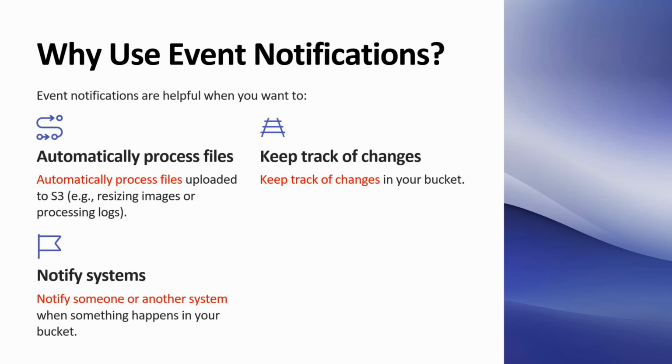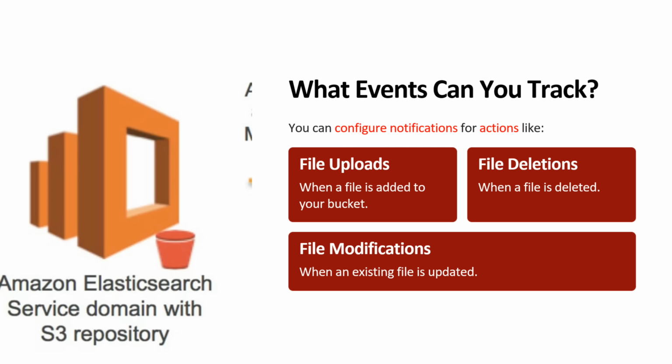Why do we have to use event notifications? First point is to automatically process the files which are uploaded to S3, for example, resizing images or processing logs. Next point is to keep track of changes in your bucket. Next point is to notify someone or another system when something happens in your bucket. You can configure notifications for actions like when a file is added to your bucket, when a file is deleted, or when an existing file is updated.